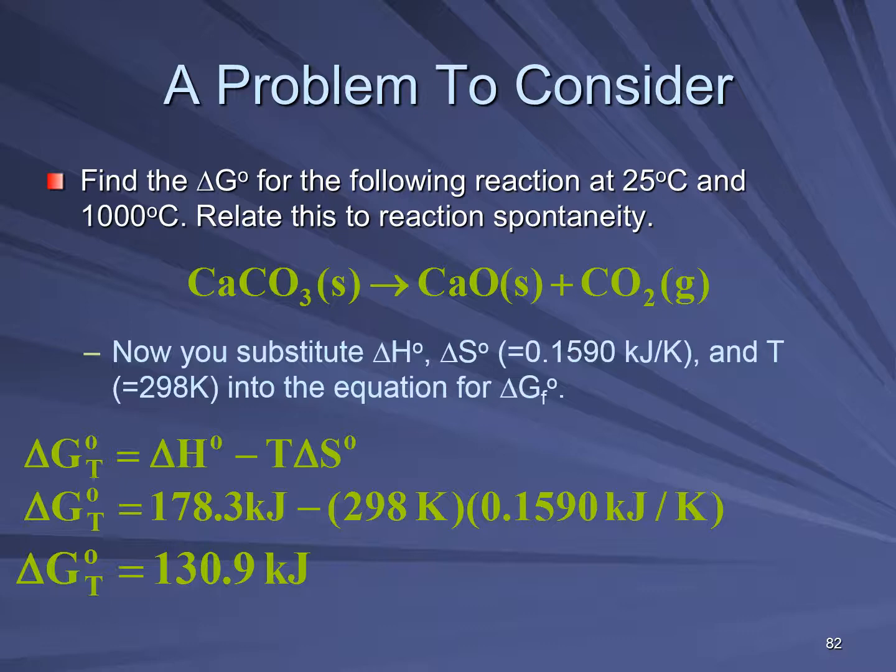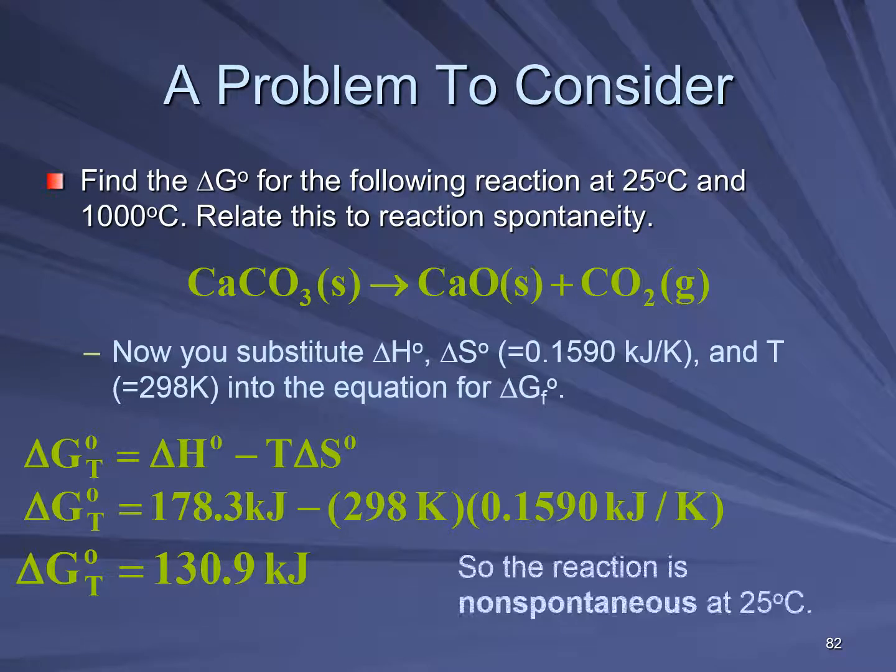And like I said earlier, you could actually have looked up the numbers for delta G for calcium oxide, carbon dioxide, and calcium carbonate and gotten probably pretty close to the same answer. But notice that delta G is positive, which means it is non-spontaneous at 298 Kelvin or 25 degrees Celsius.